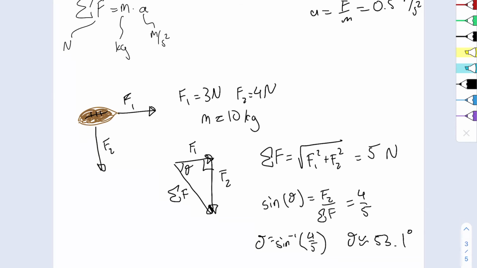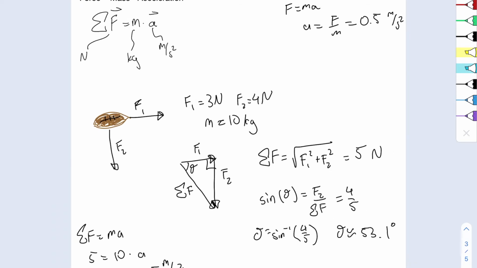Sweet. Now that we know the magnitude and direction of the net force, we can move on to acceleration. We already know the direction of the acceleration is the same as the net force, so it would be 53.1 degrees below the horizontal, the positive x-axis, so to say. As for the magnitude of the acceleration, we can plug into F equals ma. That's the net force, so we have 5 is equal to 10 times the acceleration. The acceleration turns out to be, once again, 0.5 meters per second squared.